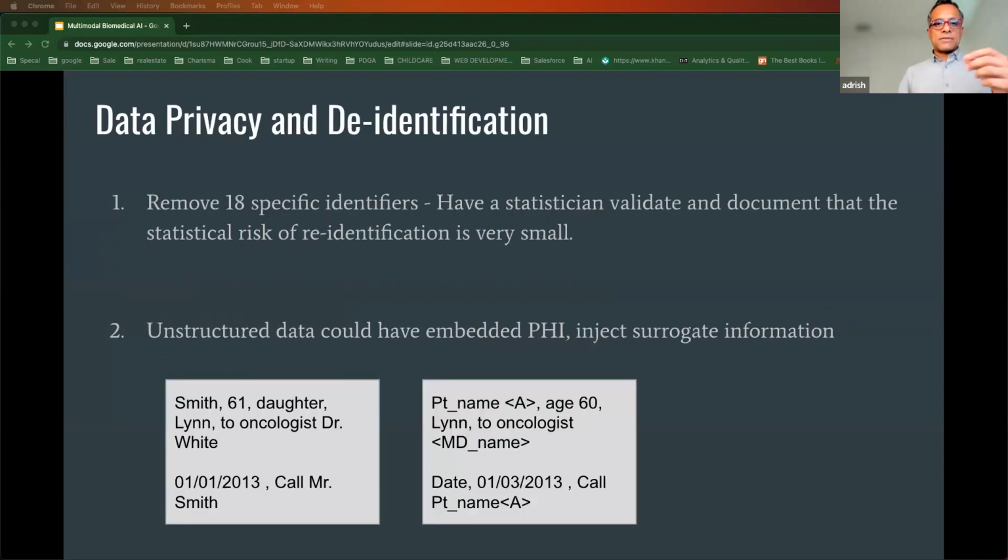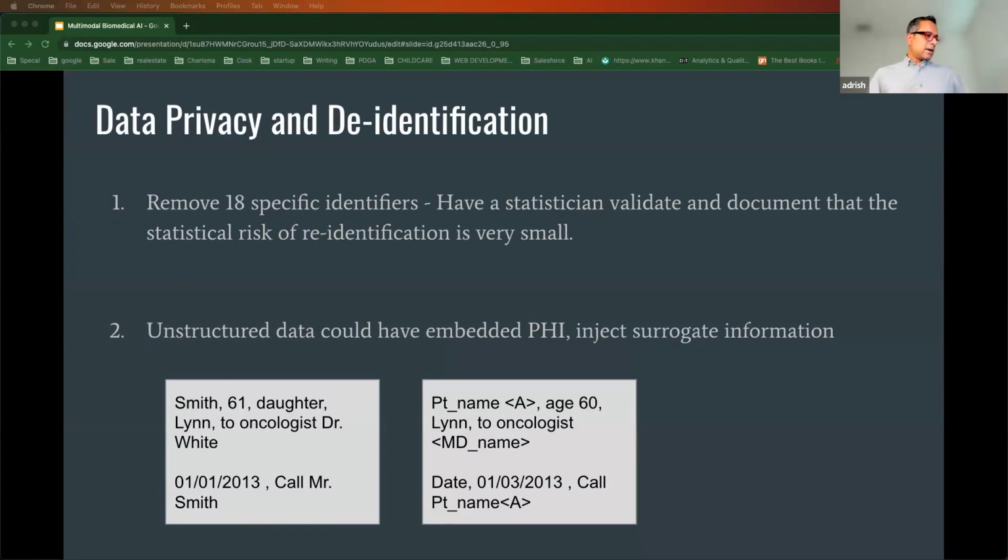And lastly, data privacy and data de-identification. One of the basic things done in healthcare is the removal of 18 specific identifiers, which are described in United States law as specific patient identifiers that need to be removed for HIPAA compliance. And this is not just applicable to structured data, but also to unstructured data.